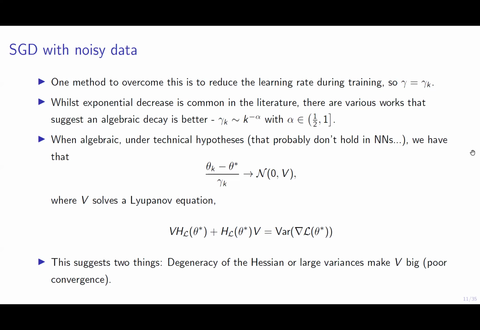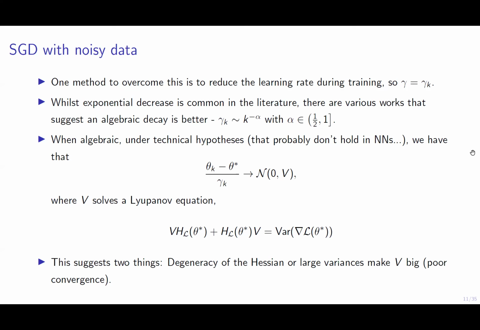Essentially, there are two problems. It should be clear that if we scale this variance by a factor, then our solution V is going to scale by the same factor. So the bigger the variance here, the bigger this V matrix is going to be, and the bigger our error is going to be. This is kind of obvious: lots of noise means more error in our solutions.